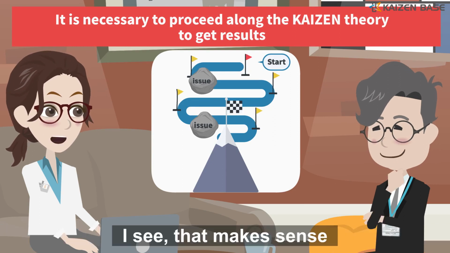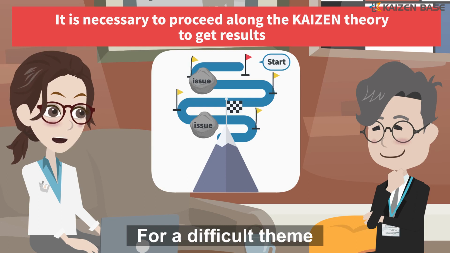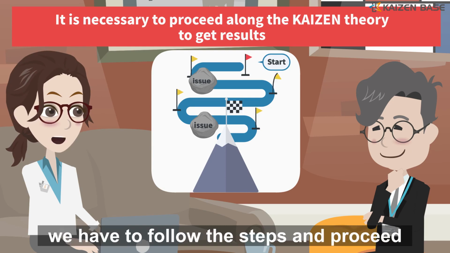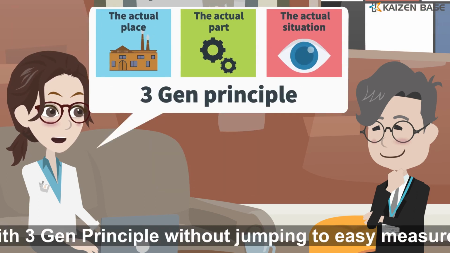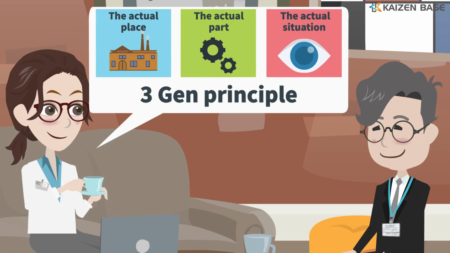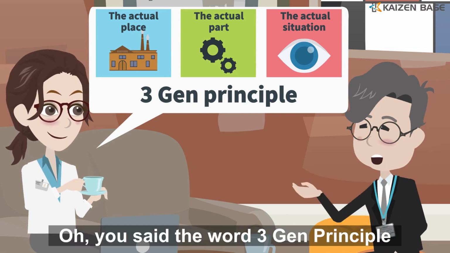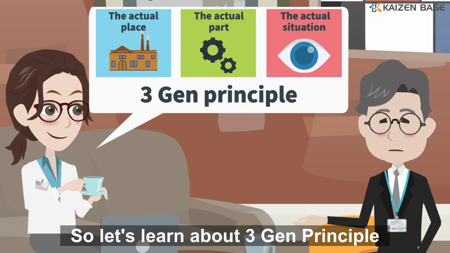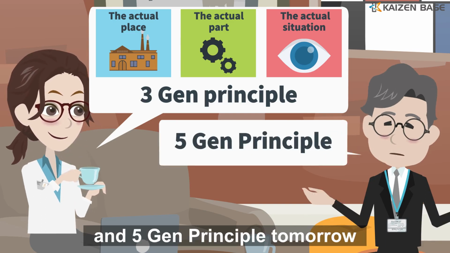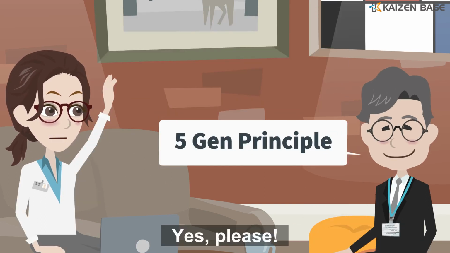I see, that makes sense. For a difficult theme, we have to follow the steps and proceed with 3-GEN principle without jumping to easy measures. Oh, you said the word 3-GEN principle. So let's learn about 3-GEN principle and 5-GEN principle tomorrow. Yes, please.